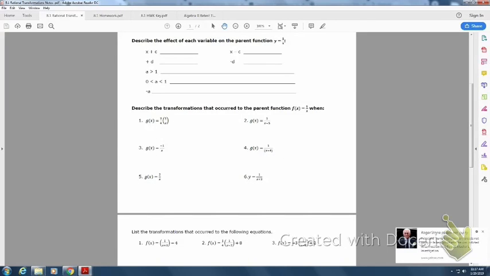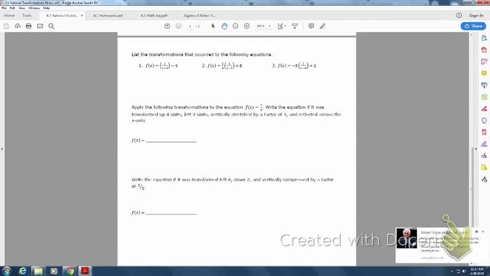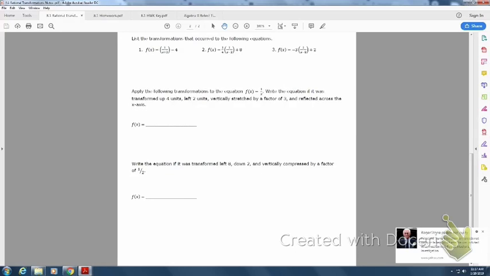Okay, so let's look at a few that have multiple transformations. So, Kate, what would one of the transformations in number 1 be? Left three. Okay. Tanner, what would the other one be? Down 4. Rhett, what would one of the transformations in number 2 be?